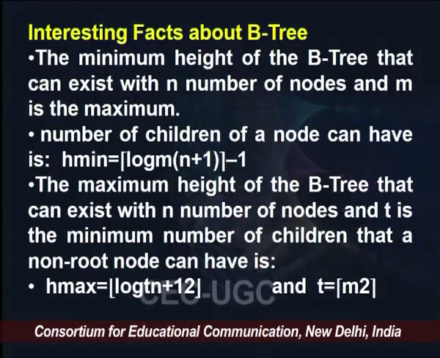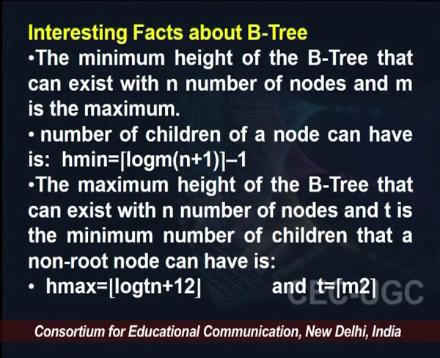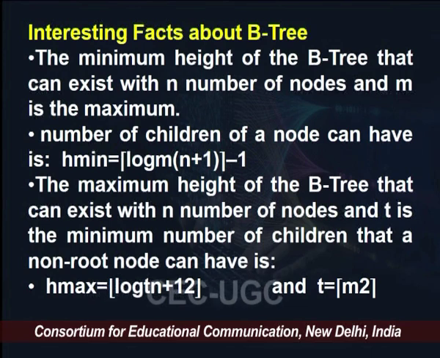Then if we talk about the minimum height of the B tree that can exist with n number of nodes, where m is the maximum number of children of a node, it is going to be log of n plus 1 with base m minus 1. That is a very standard expression for the minimum height of the B tree, where n is the number of nodes and m is the maximum number of children of a node.